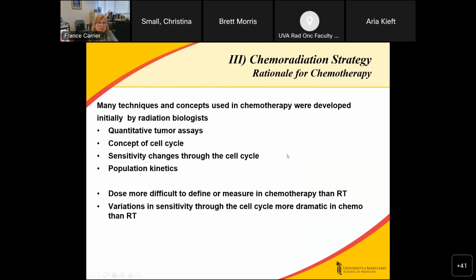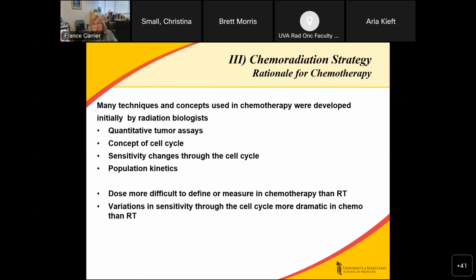The rationale is that there are many techniques and concepts used in chemotherapy that actually came from radiobiology: the quantitative tumor assay, the concept of cell cycle, and even the sensitivity of cells in different phases of the cell cycle. This is something that was first initiated or presented by radiation biologists, as well as population kinetics. That's something that had been first discussed there.